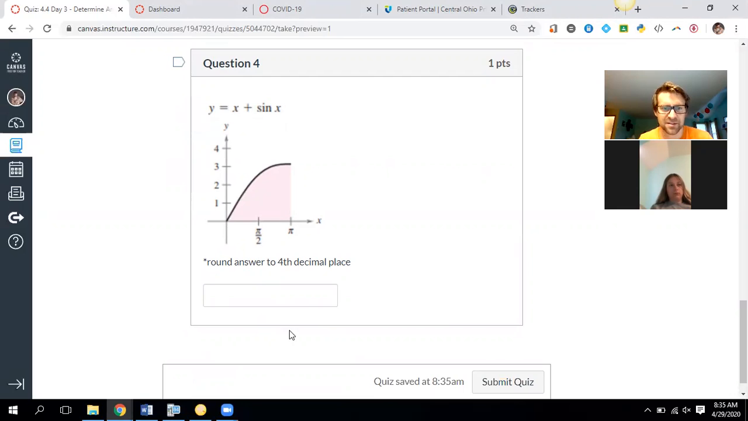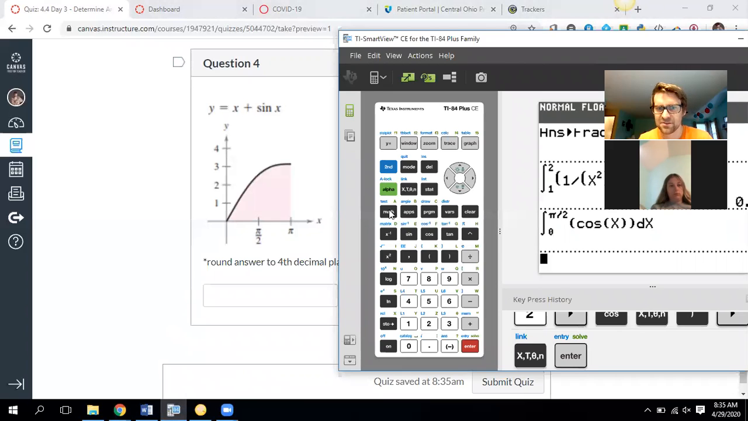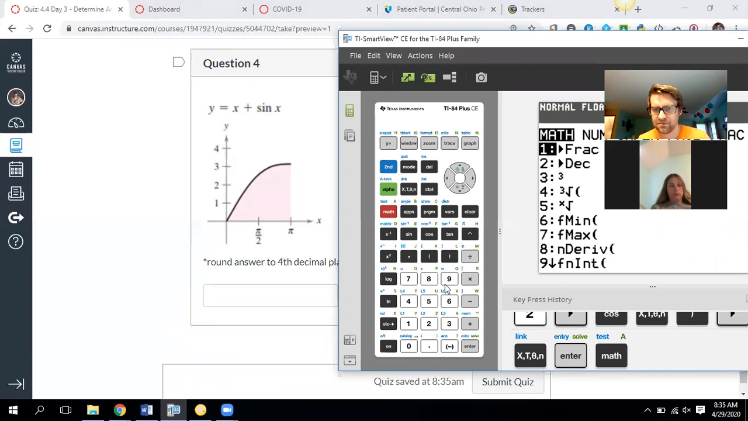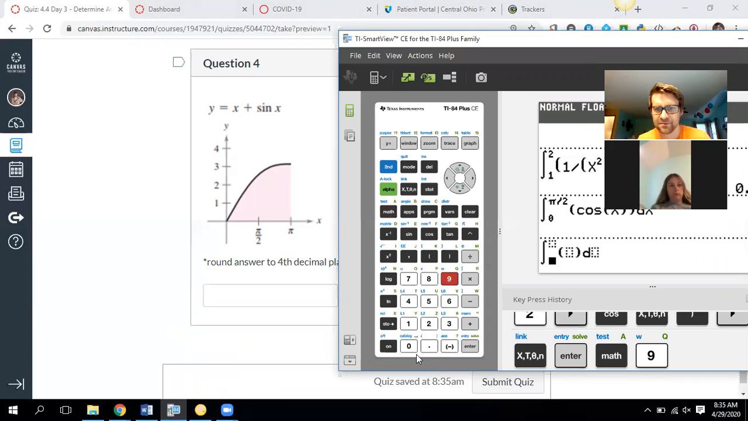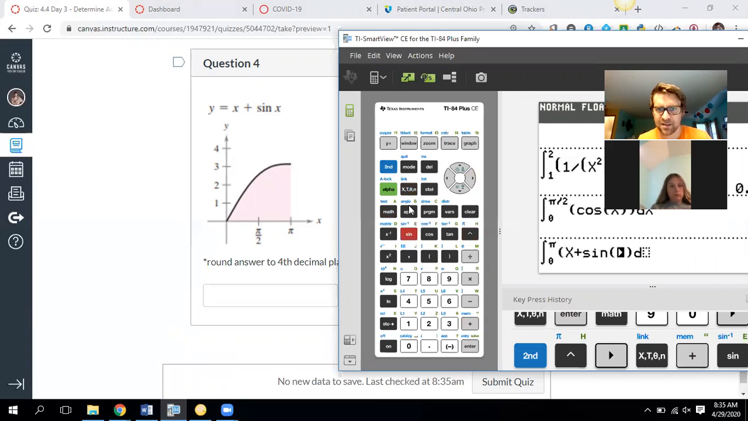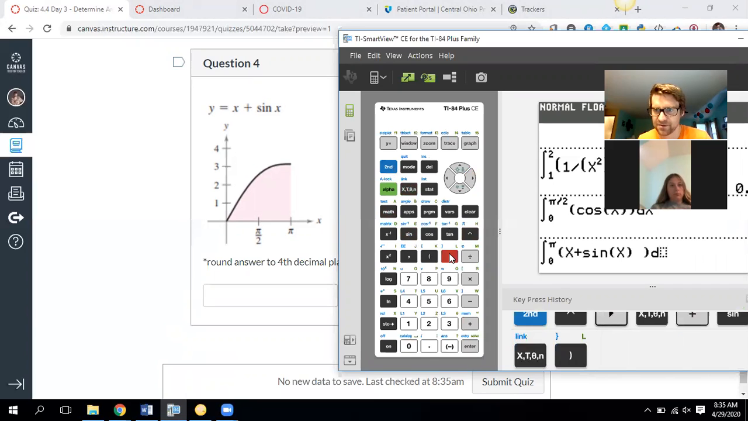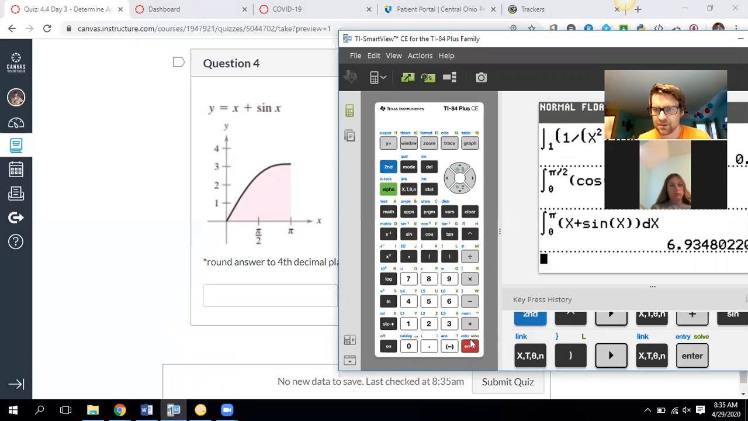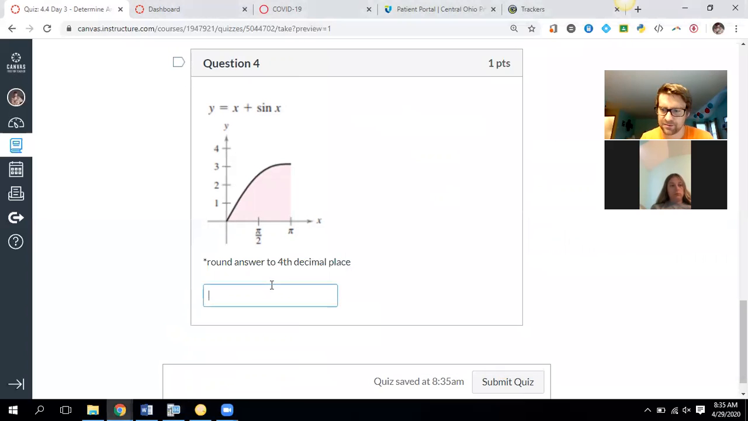Okay, we got x plus sine of x. And we're starting at 0, we're going to pi. So this stuff isn't too bad if we know how to use the calculator. All right, math 9, 0 to pi. We're just going to type that in using the pi button. And the equation is x plus sine of x. Got to close that parenthesis, dx. Enter. Okay, we get 6.9348.